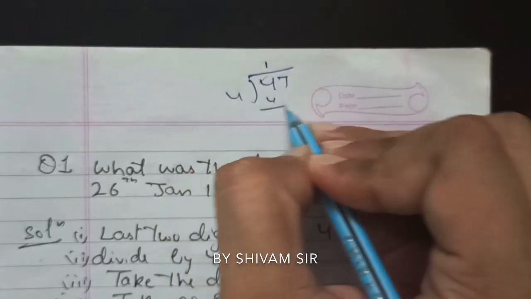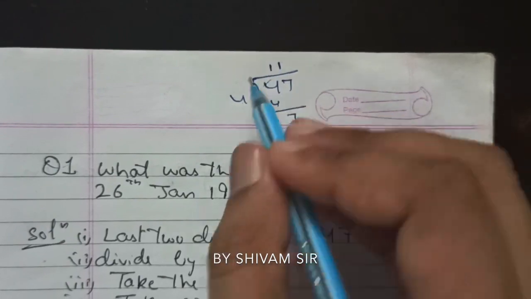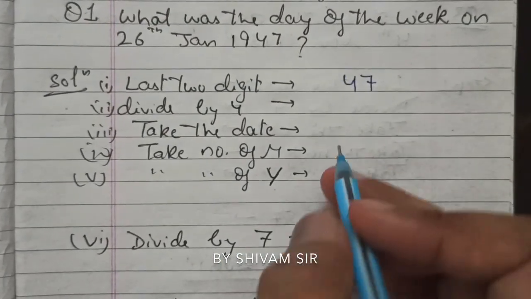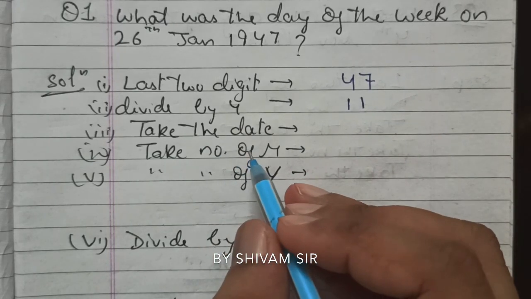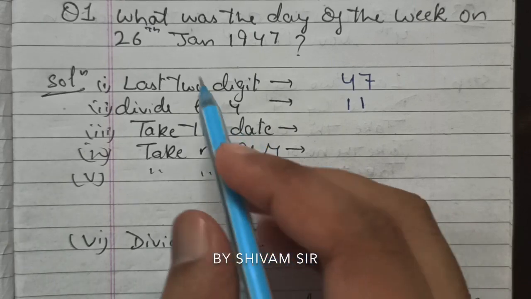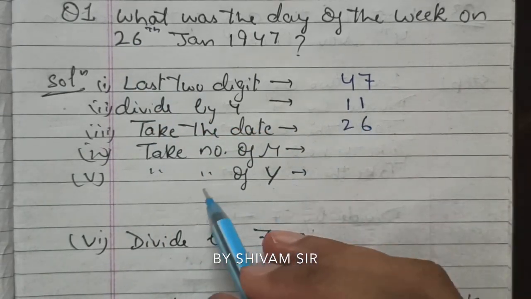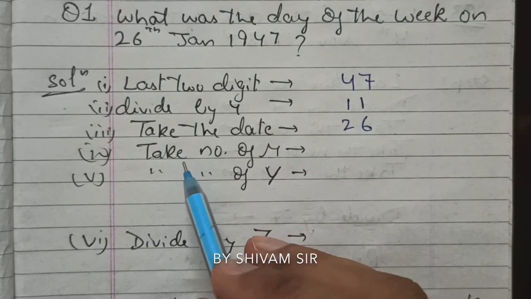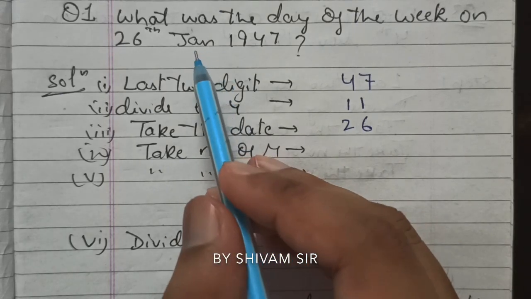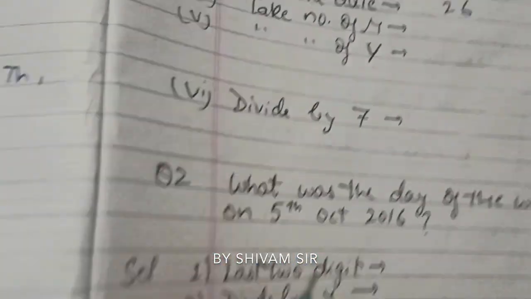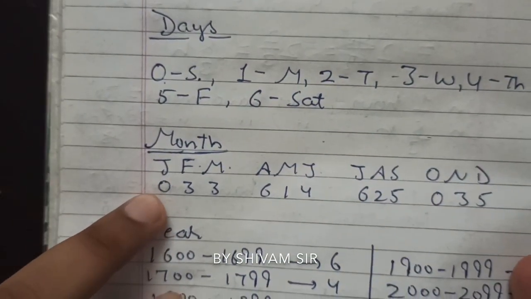4 times 11 is 44, remainder 3. So write down the quotient. The quotient is 11. So write down the quotient here, 11. Take the date. Now what is the date? The date is 26. So write down 26. Now we'll be using the codes we have written here. Take the number of the month. Jan is the month. As you can see from the code, the number of the month is 0. For Jan we have 0.